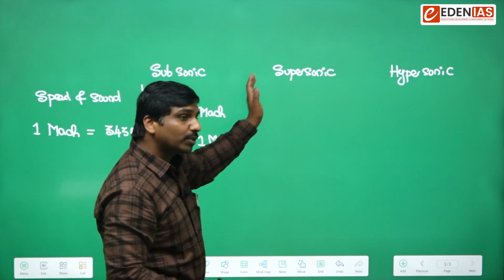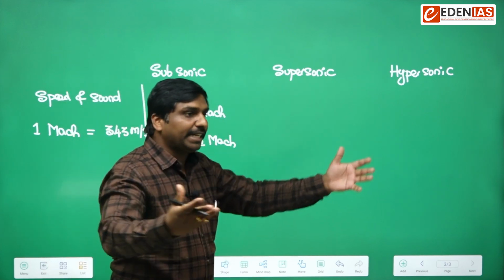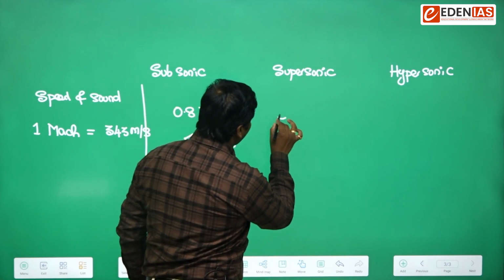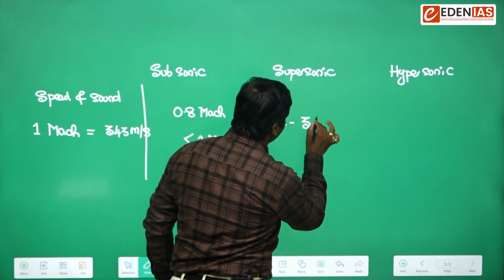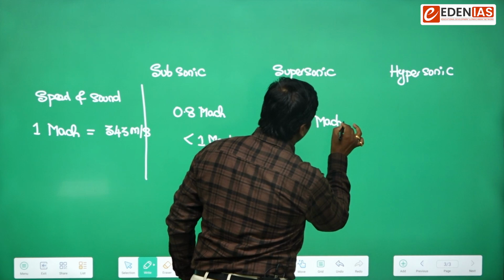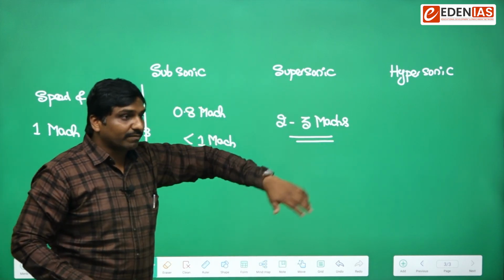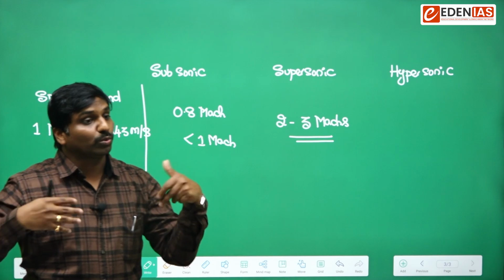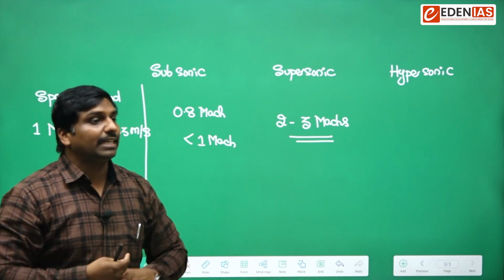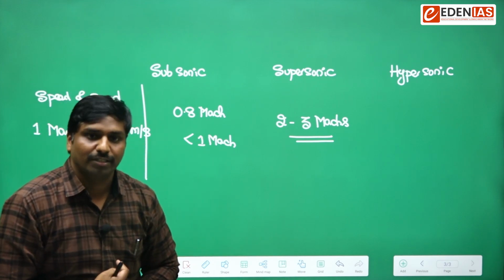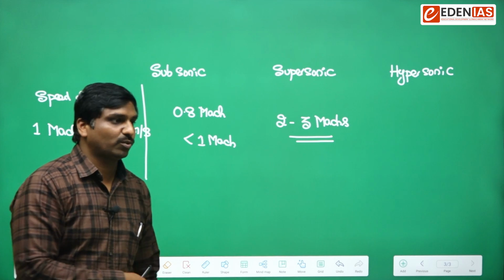So for supersonic missiles, what is the speed? Usually they will travel at 2 to 3 Mach. That means supersonic missiles will travel at a speed 2 to 3 times faster than the speed of sound. So, 2 to 3 Mach speed.